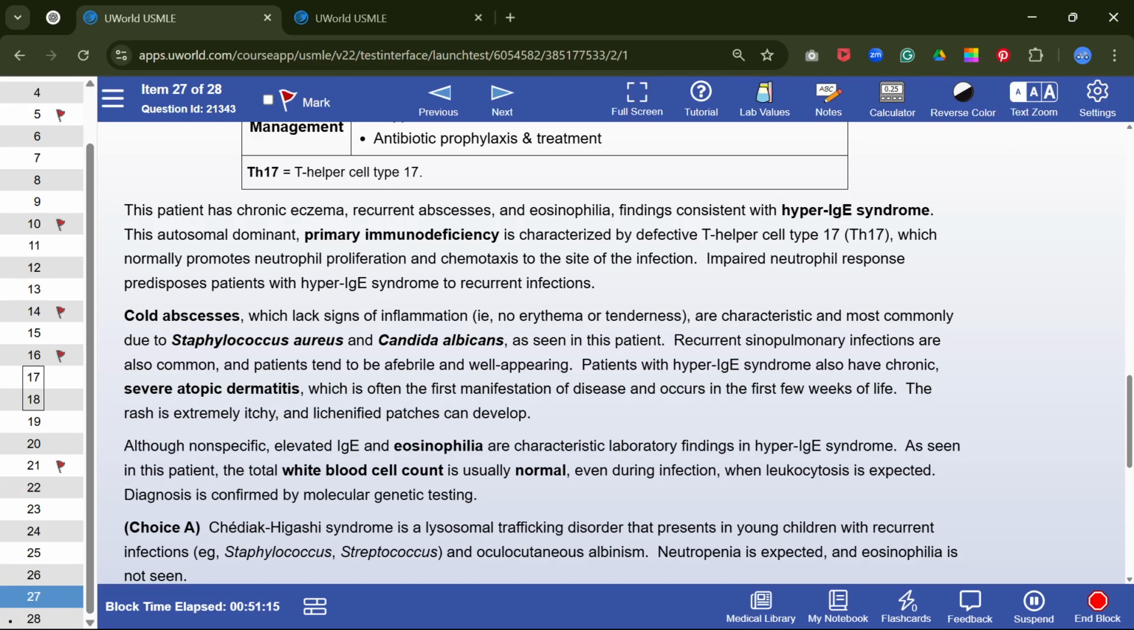Patients with hyper IgE syndrome also have chronic severe atopic dermatitis, which is often the first manifestation of the disease and occurs in the first few weeks of life. The rash is extremely itchy and lichenified patches can develop. Although nonspecific, elevated IgE and eosinophilia are characteristic lab findings in hyper IgE syndrome, as seen in this patient. The total white blood count is usually normal even during infection, when leukocytosis is expected. Diagnosis is confirmed by molecular genetic testing.